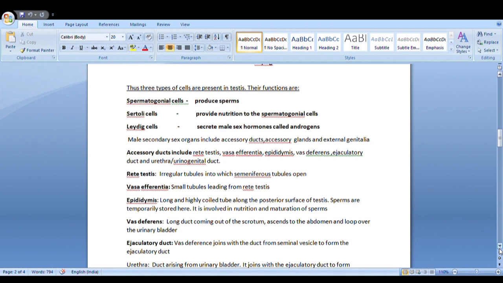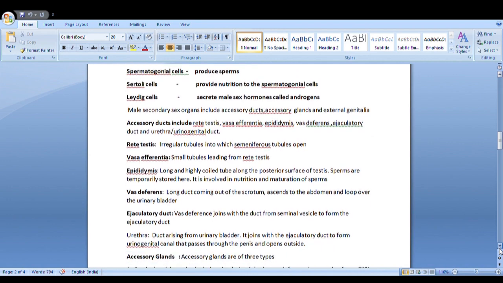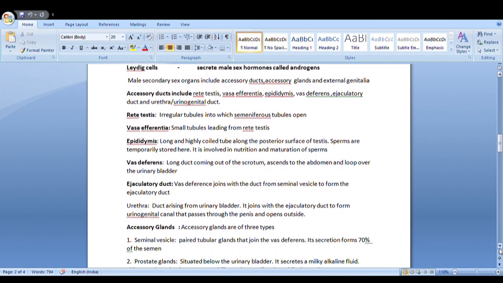Vas deferens is a long duct coming out of the scrotum, ascending to the abdomen and looping over the urinary bladder. Next, ejaculatory duct. Vas deferens joins with the duct from seminal vesicle to form the ejaculatory duct. Next, the urethra. Duct arising from urinary bladder, it joins with the ejaculatory duct to form urinogenital canal that passes through the penis and opens outside.